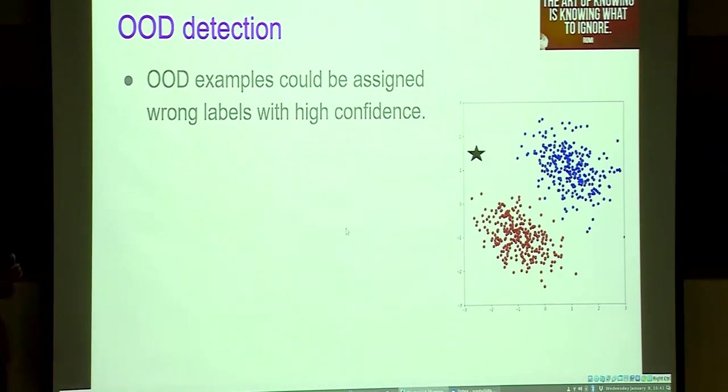A big problem is that very often, unless you plan specifically for it, such out of distribution instances can be provided a prediction with very high confidence. So here is a very toy situation to illustrate how that can happen. Consider a two-way classification problem. You would like to separate the red points from the blue points in this two-dimensional space. And let's say this black star is a test point.